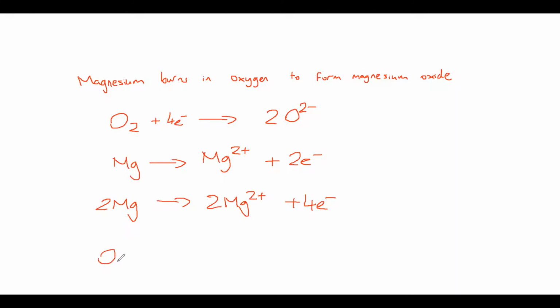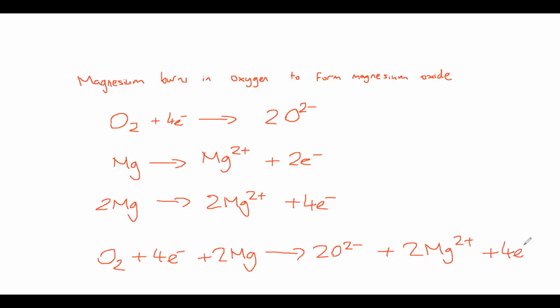So we can have O2 plus 4 electrons plus 2 Mg goes to 2 O2- plus 2 Mg2+ plus 4 electrons.